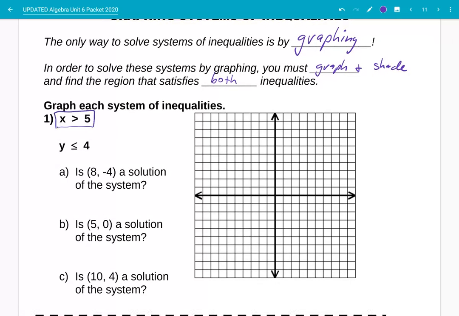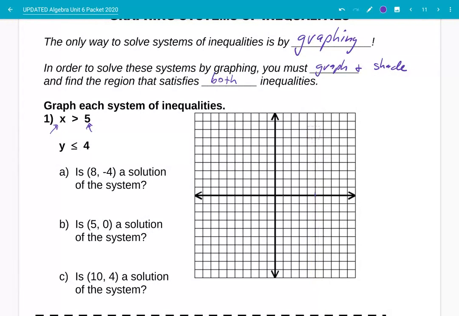Let's graph each system of inequalities. Let's graph this first: x is greater than 5. And remember, if you just have an x and a number, this is going to be a vertical line. So go to the x-axis at this number, 5. So 2, 3, 4, 5 right here. This is where our line is.